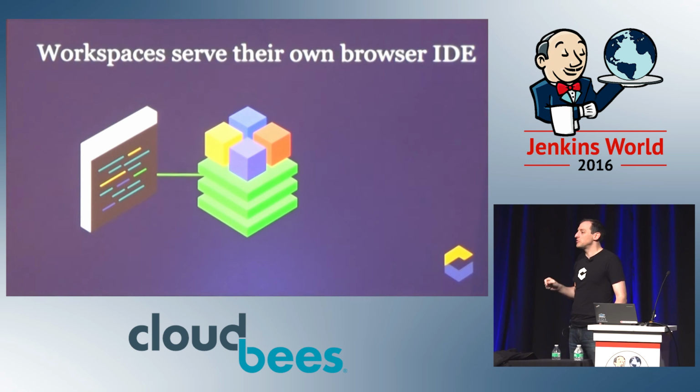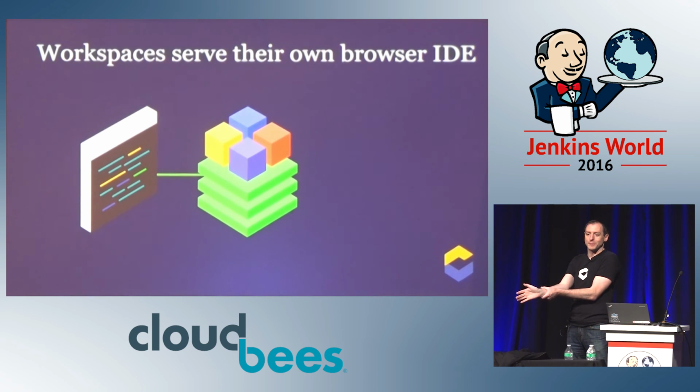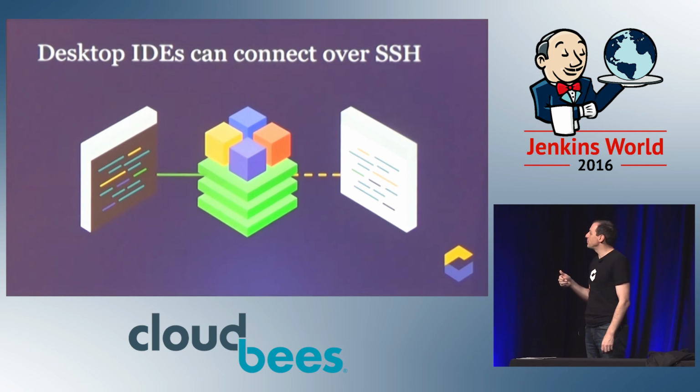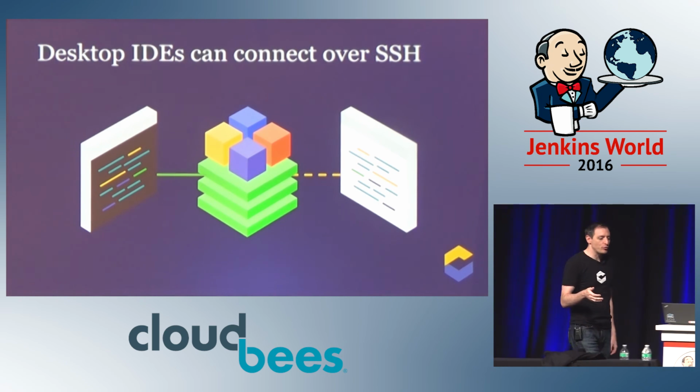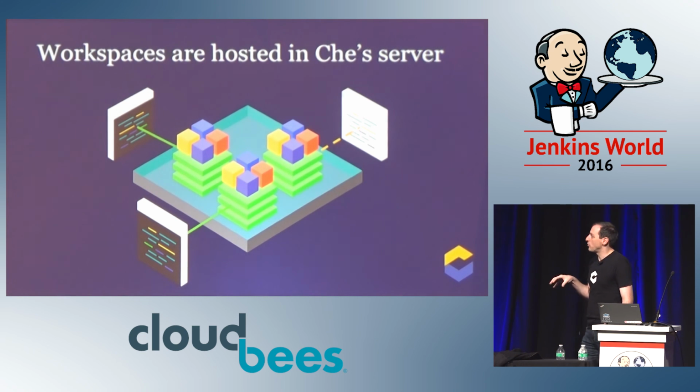Then each workspace serves up its own browser-based IDE from within the workspace. Your browser connects to the workspace and says, hey, give me an IDE, and the workspace says, here it is, download it, and it's a bunch of JavaScript that downloads into your browser. We also inject what's called an SSH agent into the workspace so that you can SSH into those runtimes and mount your desktop IDE if you want. So you can pull up IntelliJ and make use of that. And all of these workspaces are hosted in Che's server. So Che is a server for hosting these workspaces.